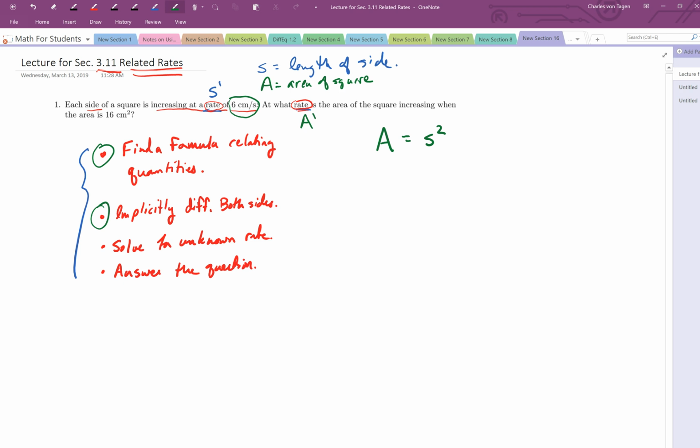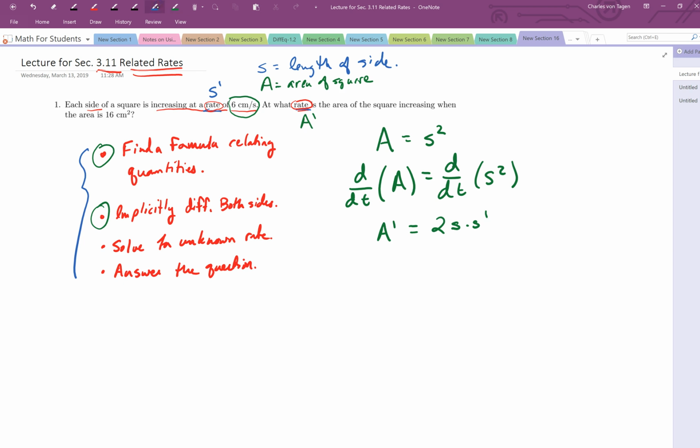So our implicit variable here is time. The area is a function of time, the length of the side is a function of time, and as time progresses, we're interested in how the area changes and how the sides change. So we're going to implicitly differentiate both sides with respect to the variable t for time. Okay. So this gives us, on the left-hand side, A prime is equal to, and on the right-hand side we get 2s times s prime. Okay, that was through that process of implicit differentiation.